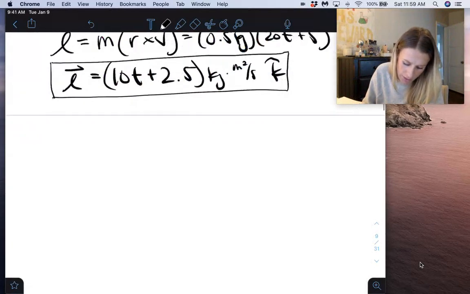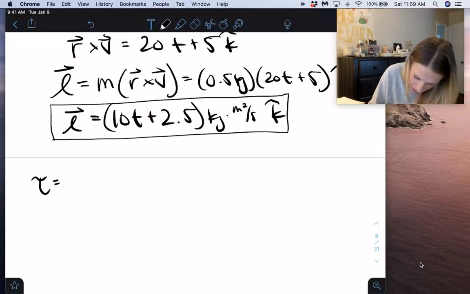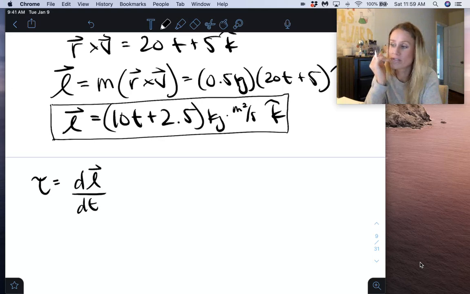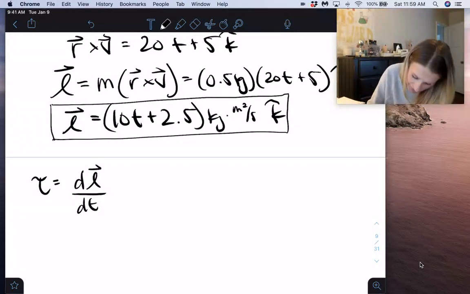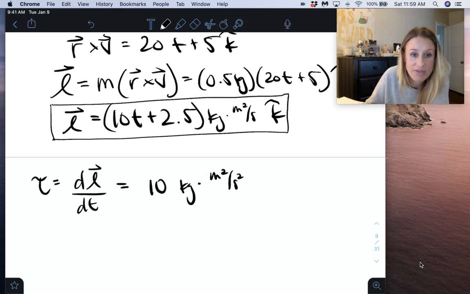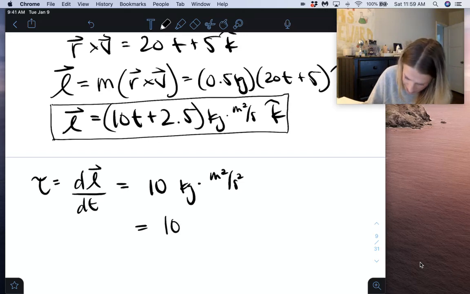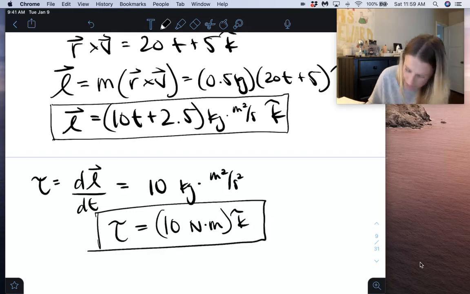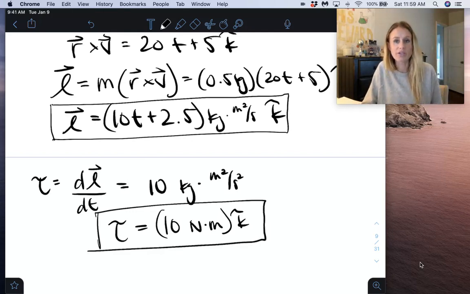Now for torque, we know that torque is equal to the derivative of the angular momentum with respect to time. You should have seen that in your notes. So we take the derivative of this equation, and what we end up getting is just 10. Torque ends up being 10 kilograms times meters squared per second squared, because we're dividing by seconds again. But we know the units for torque are newtons times meters. So 10 newton meters, in the same direction, k hat, as well. And again, positive torque means counterclockwise direction, so that sign is justified.